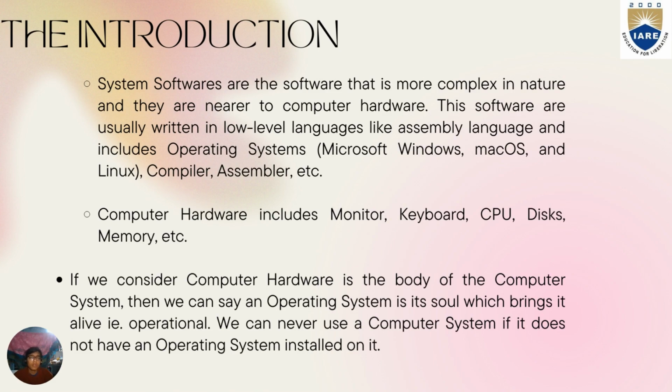System software are the software that is more complex in nature and they are nearer to computer hardware. These software are usually written in low-level languages like assembly language and include operating systems. Computer hardware includes monitor, keyboard, CPU, disk, and memory. If we consider computer hardware is the body of the computer system, then we can say an operating system is its soul which brings it alive, operational. We can never use a computer system if it does not have an operating system installed on it.